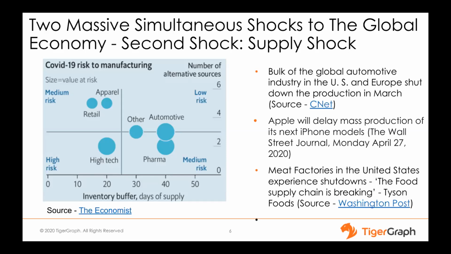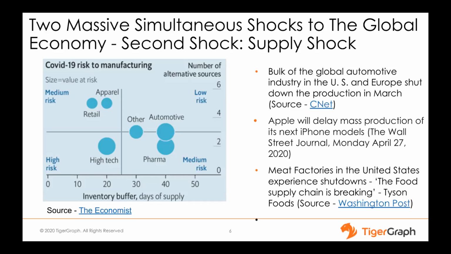But it also shows that one of the largest industries that we have, in addition to travel, transportation, hotel, entertainment, and everything else, we got the supply shock on the automotive industry, for example, and the entire supply chain that's dependent on it. Following that, you see the news about Apple.